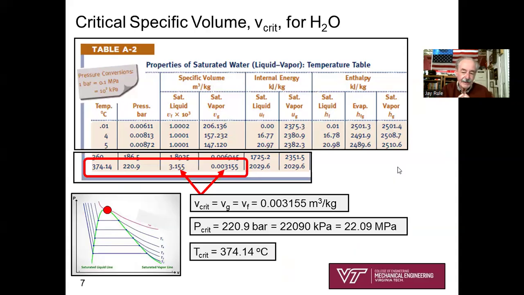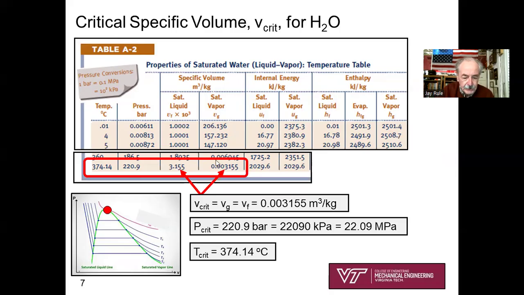Let's do one last thing while we're in table A2. Let's look up the critical specific volume. In other words, what is little v? What's little v where that red dot is at the critical point? So I'm going to look on my table. There's the last entry. And I compare these two numbers.